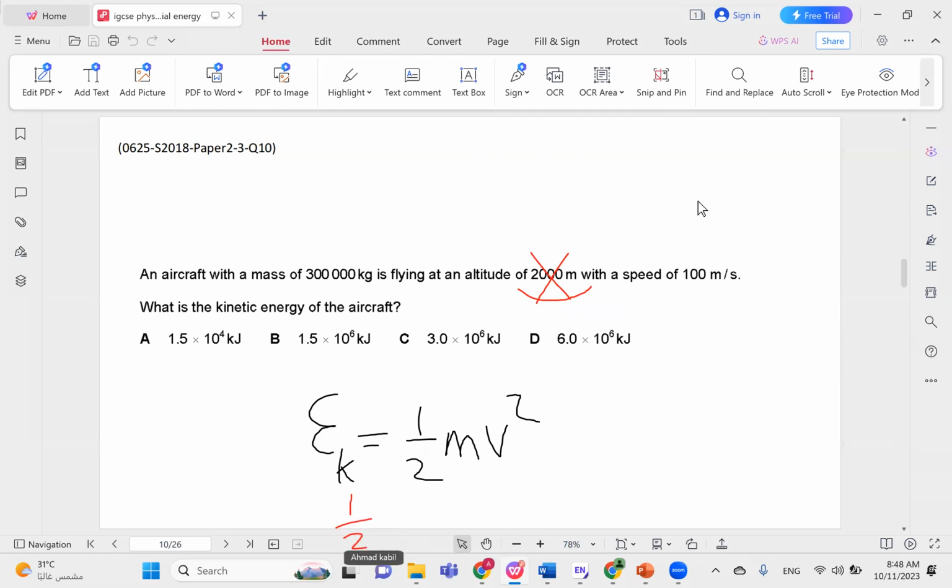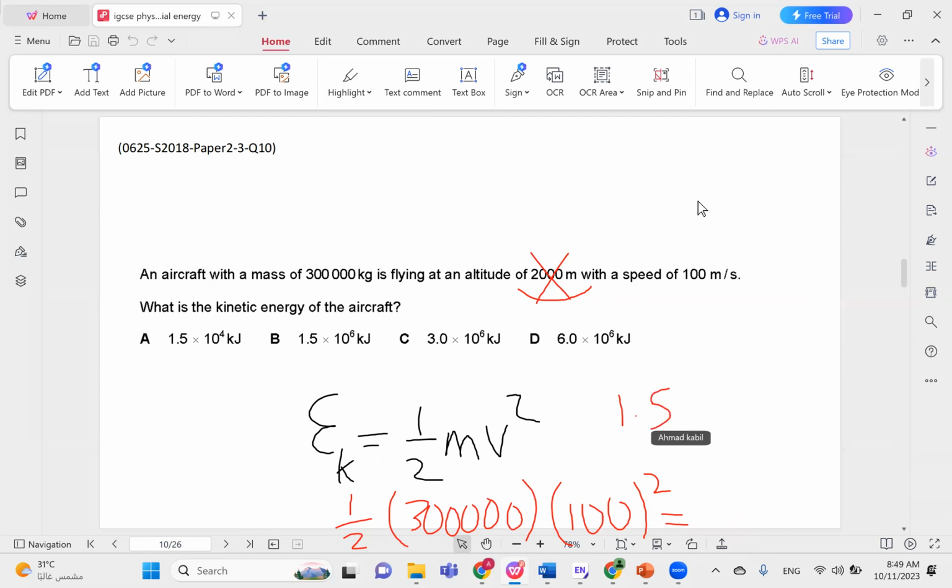So half times 300,000 times 100 squared. And you can use your calculator. This should give you 1.5 times 10 to the power of 9. Yes, 1.5 times 10 to the power of 9. But bear in mind that this is not in any of the available choices. So what did I do wrong here? Did I do anything wrong?